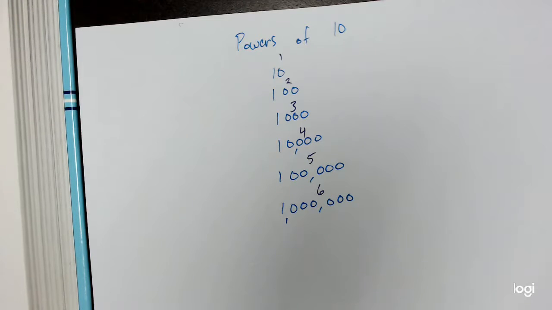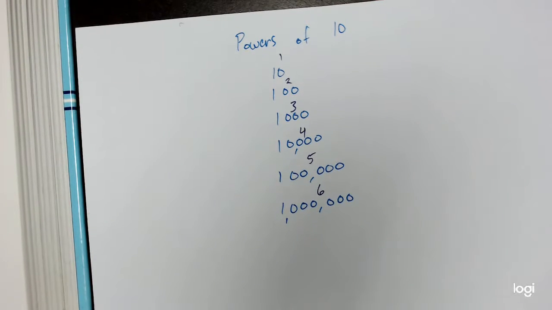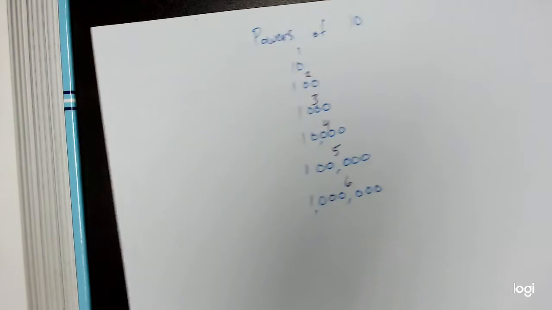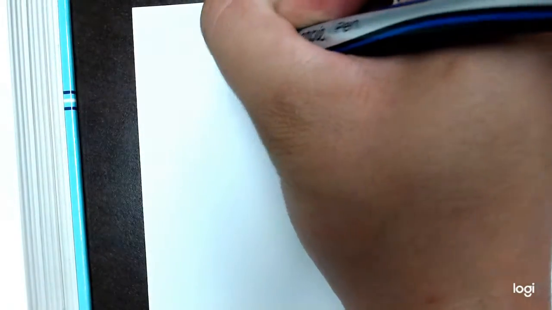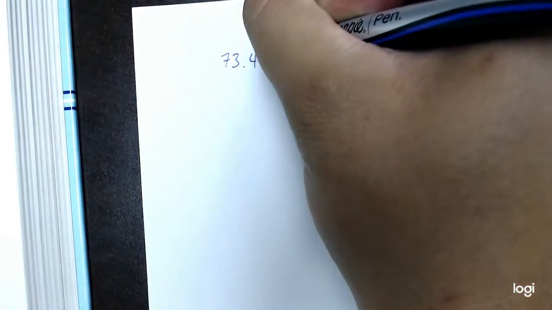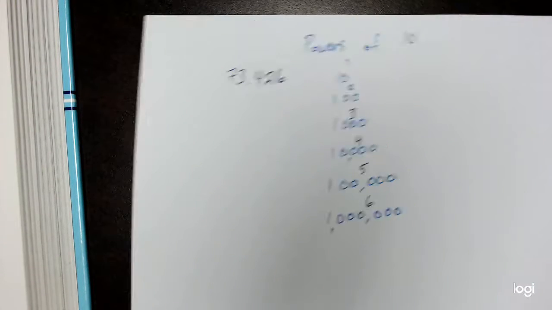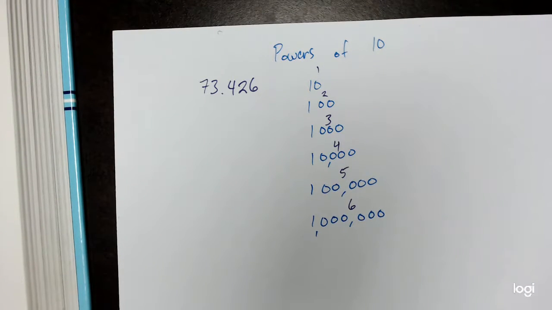Now, what does that mean for us when we're multiplying? Well, let's take the exact same number and we'll multiply it by all of these numbers. We'll take the number 73 and 426 thousandths, or as some of us might call it, 73.426, which is the incorrect way of saying it, and we multiply it by the number 10. What's going to happen is this number will get bigger. The question is, by how much?